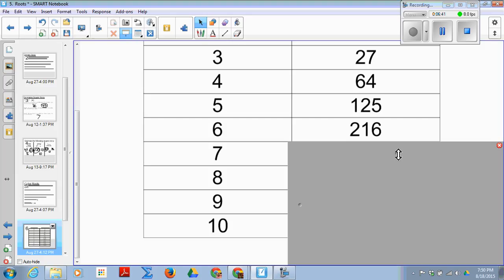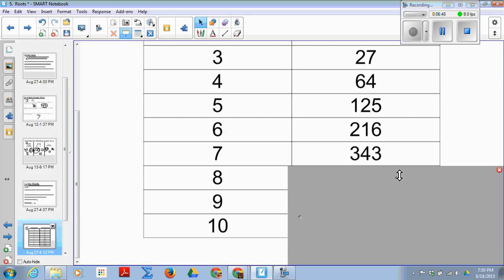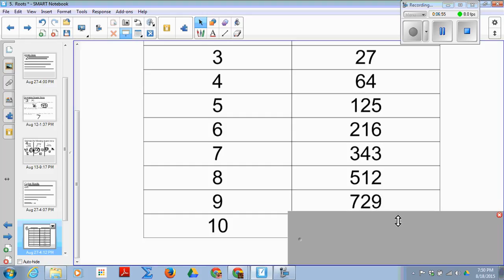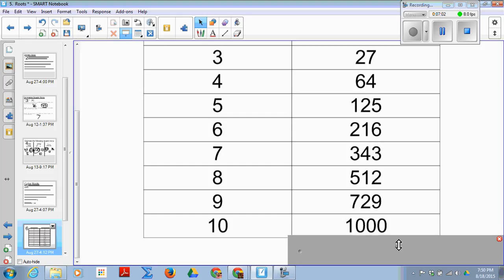7 times 7 times 7 is going to be 343. 8 times 8 times 8 is 512. 9 times 9 times 9 is 729. Then 10 to the third power just means we have 3 zeros, so it's 1,000. Again, really, really good to memorize. As you get deeper into math, you will see why this is a really good foundation to have. This concludes your lesson over square and cube roots.